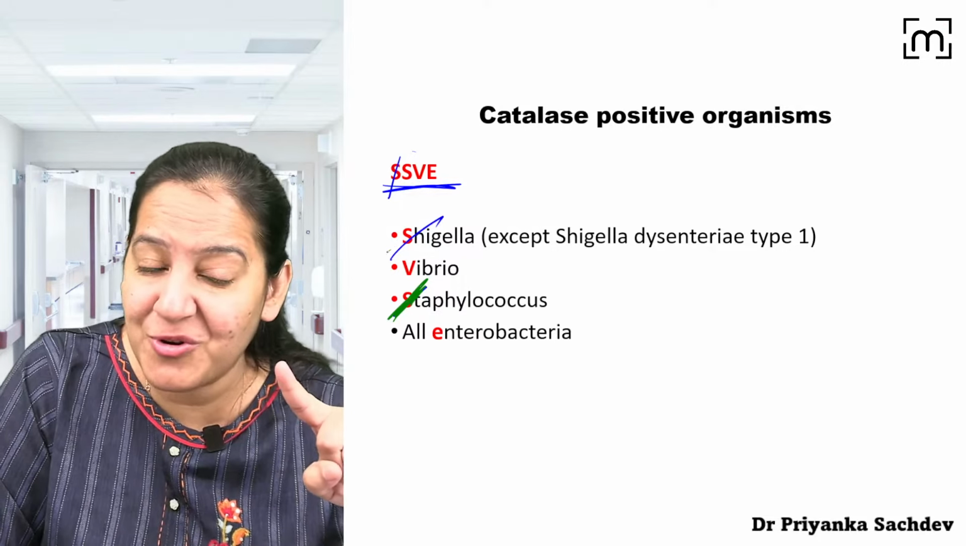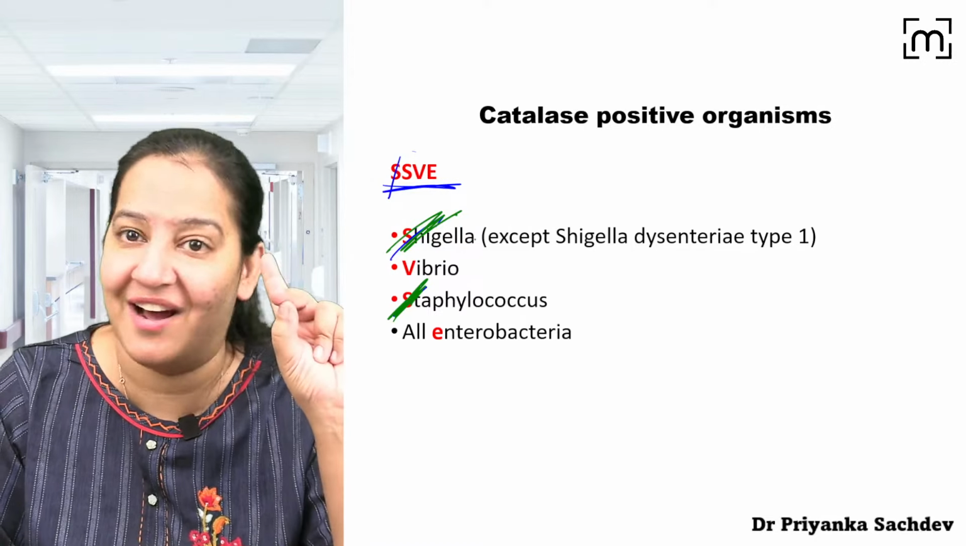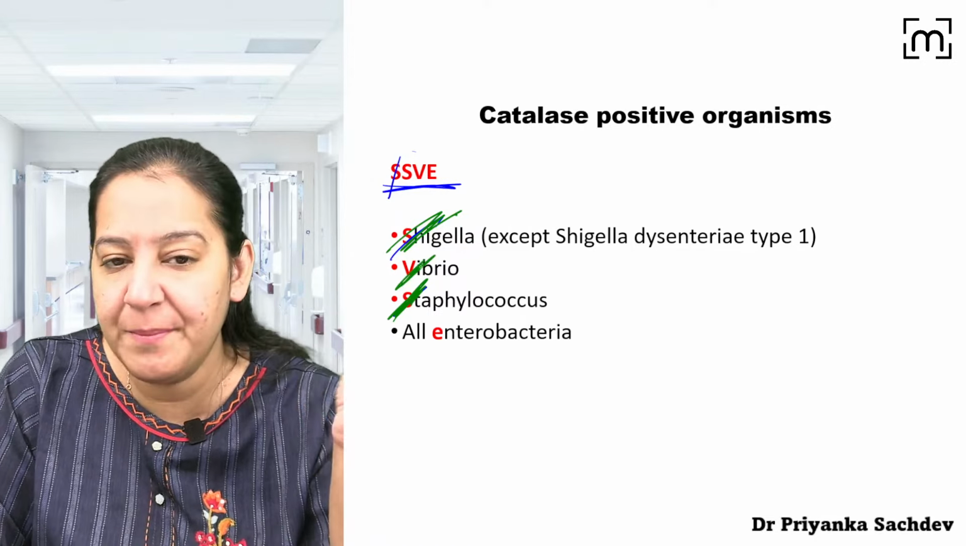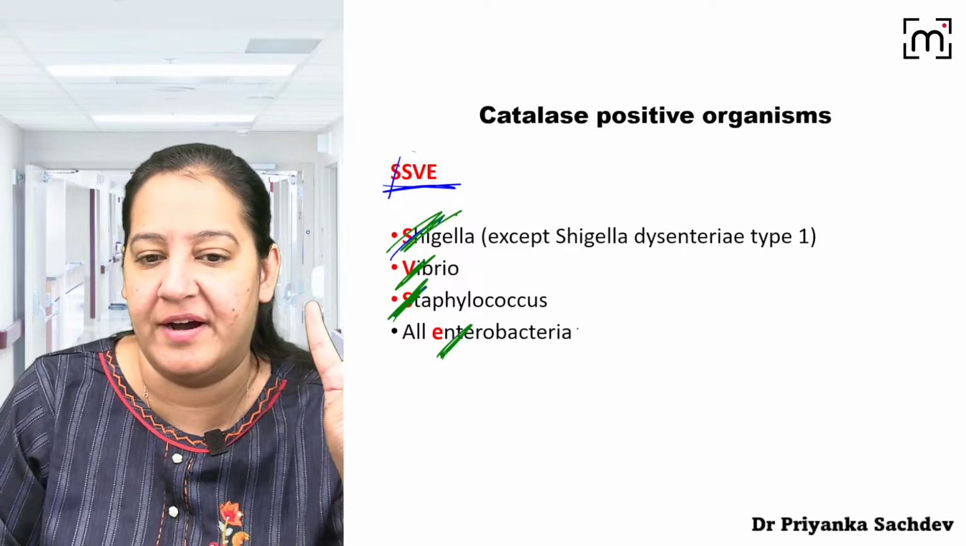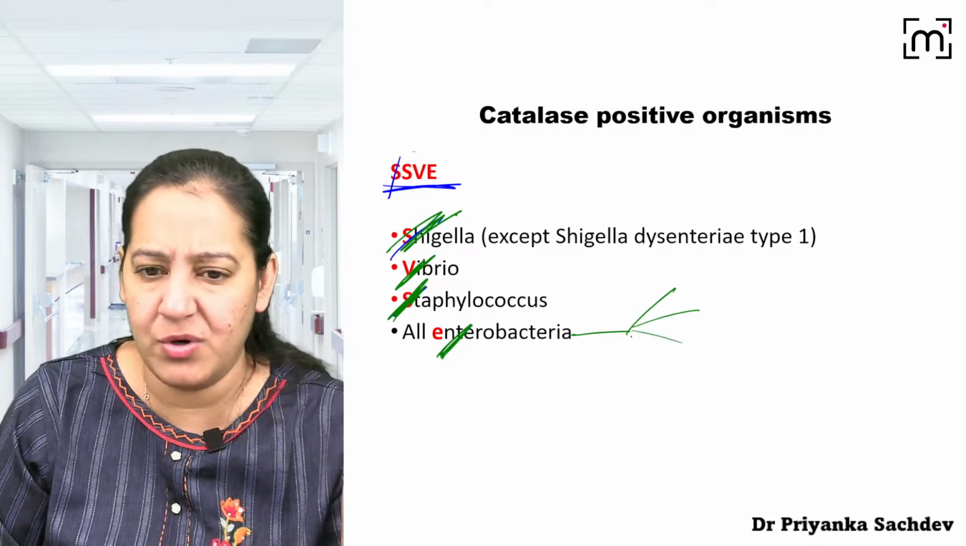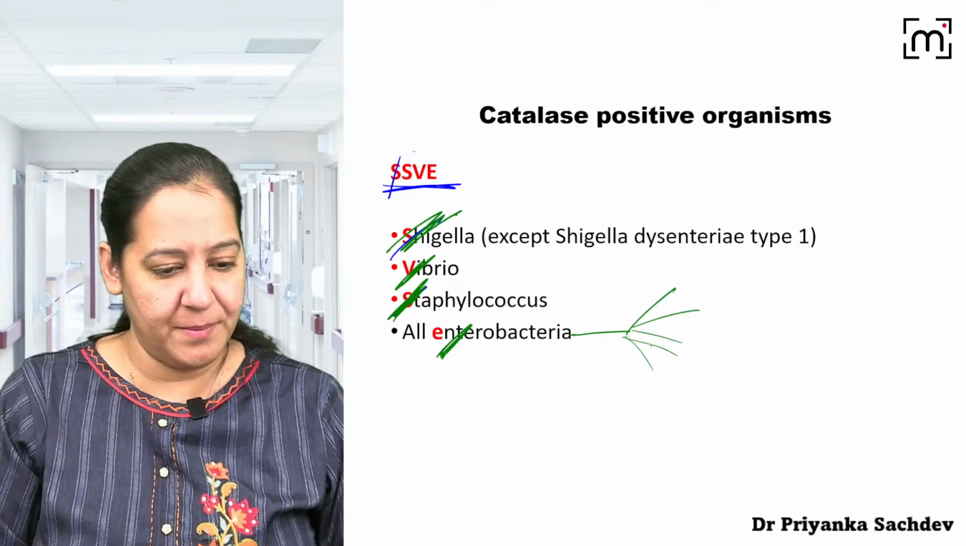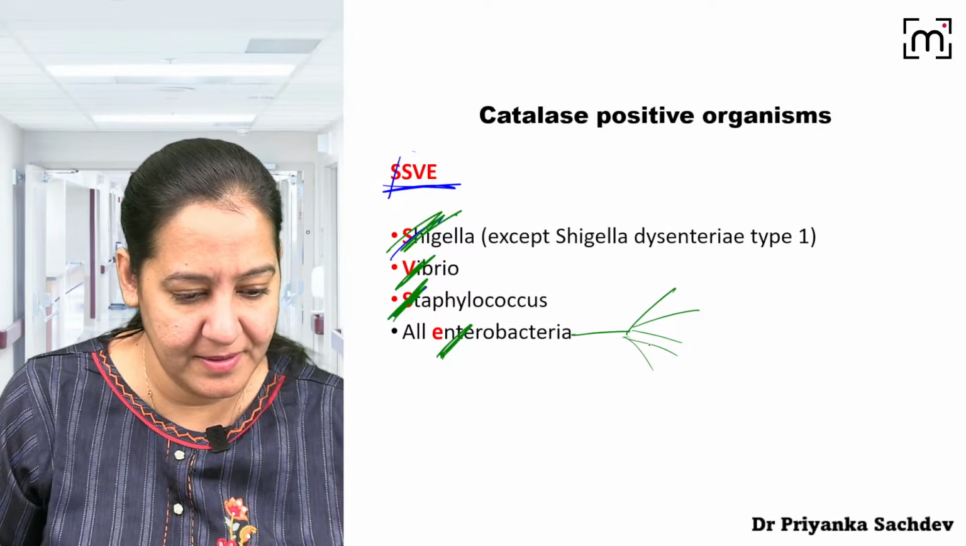Another S is not Streptococcus, it's Shigella. There are two S, Staphylococcus and Shigella, not Streptococcus. V is Vibrio and E is all Enterobacteria. There are many Enterobacteria, no? Klebsiella, Salmonella, you know, all types of Enterobacteriaceae. So SSVE, the 4 bacteria which are catalase positive. Give me a thumbs up.